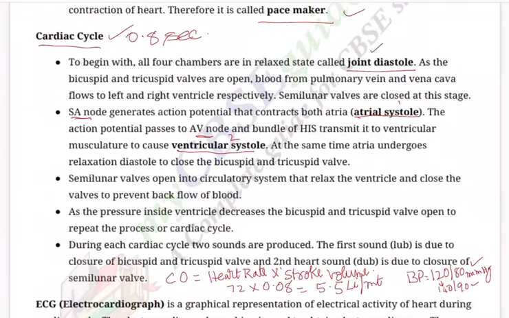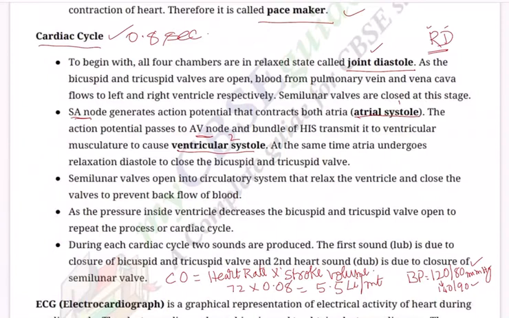Again, to begin with, all four chambers are relaxed, and this state is called joint diastole. Diastole is relaxation. How to remember? Relaxation, diastole: RD, Republic Day. Remember? Relaxation, diastole. As the bicuspid and tricuspid valves are open, blood from the pulmonary vein, remember pulmonary, pulmos, lungs, and the vena cava flows to the left and right ventricles respectively.